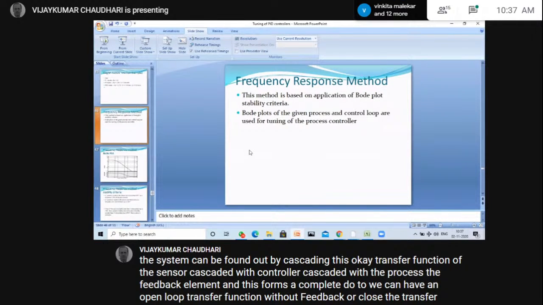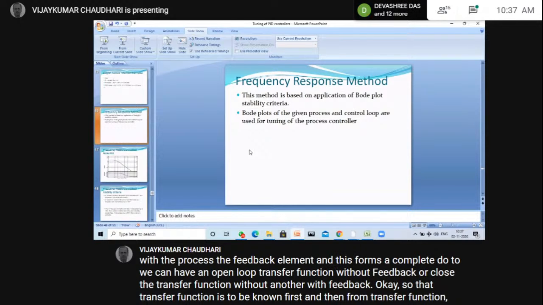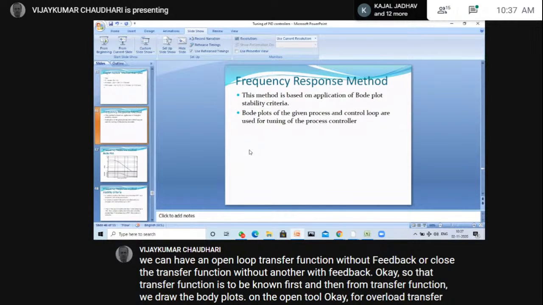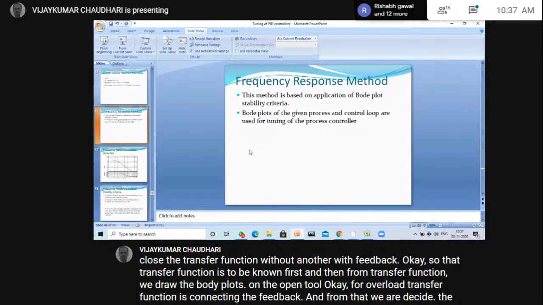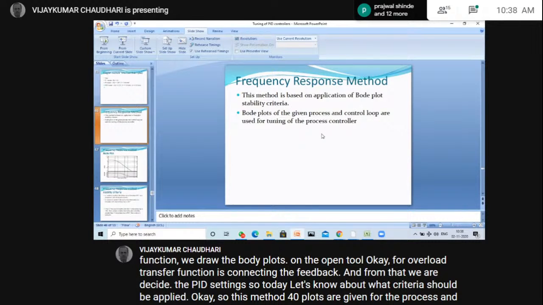Okay, so the transfer function is to be known first, and then from the transfer function we draw the Bode plots for the open loop. Bode plot for the open loop transfer function, disconnecting the feedback, and from that we decide the PID settings. So today let's know about what criteria should be applied. In this method, Bode plots are given for the process and control loop, and then tuning of the controller is done.